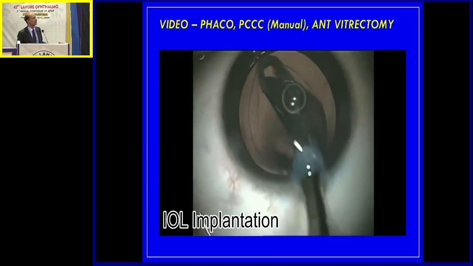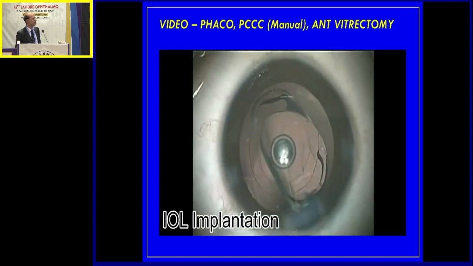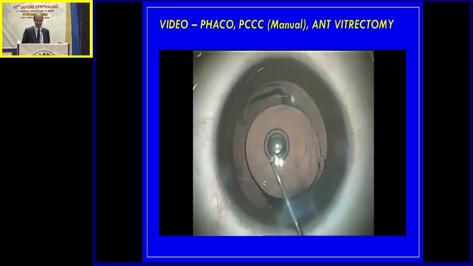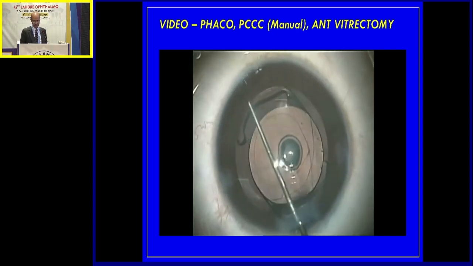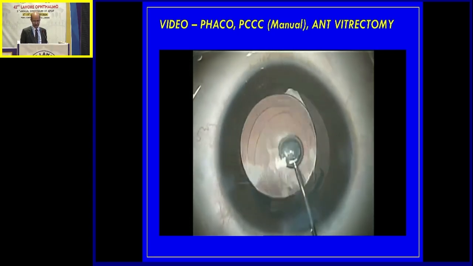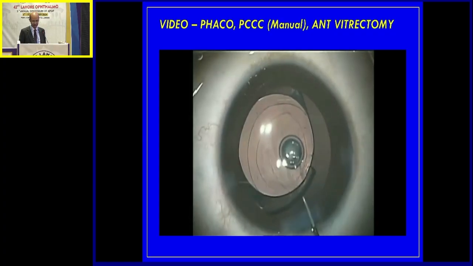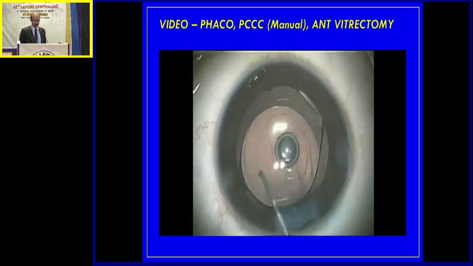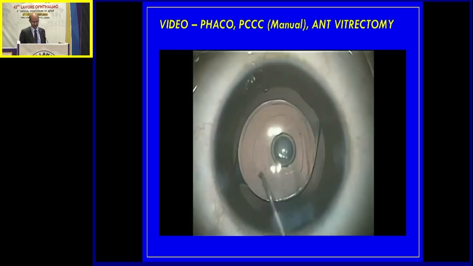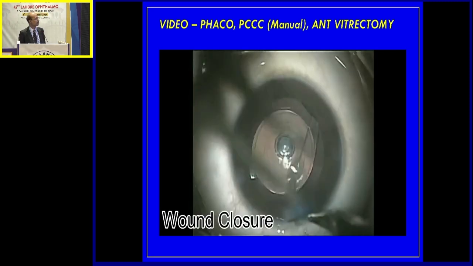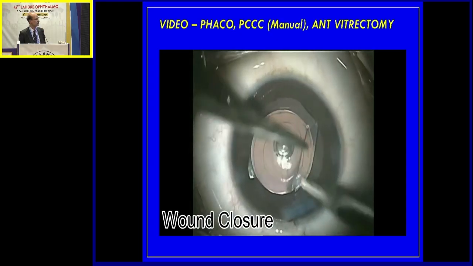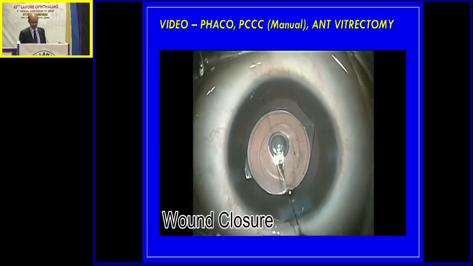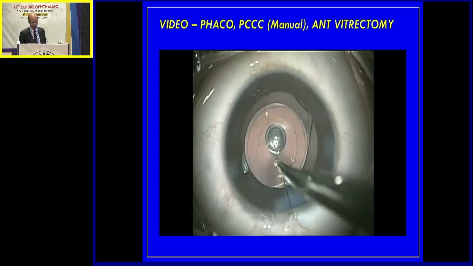In this patient, a single piece IOL was implanted in the bag very easily, because there was no vitreous issue and nothing. Then clear the anterior chamber of viscoelastic. Seal the wound, and here one suture has been placed. Preferably in younger children, we should have a suture because of elasticity of the cornea.